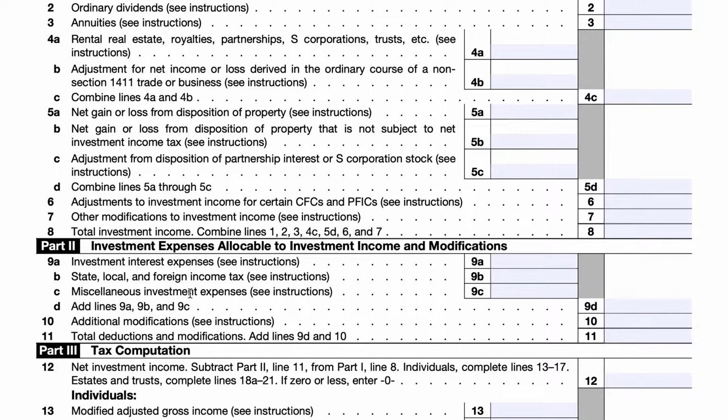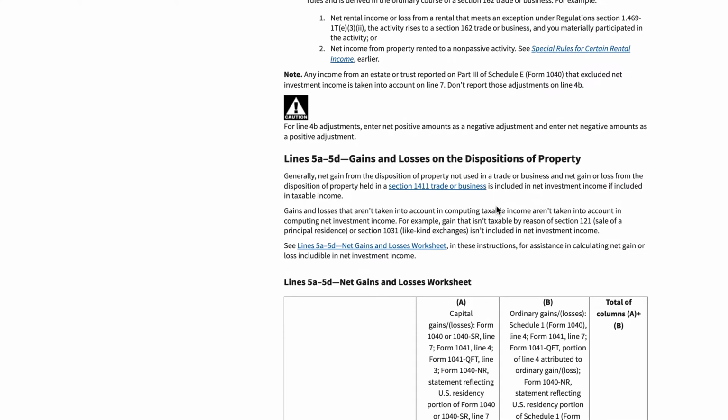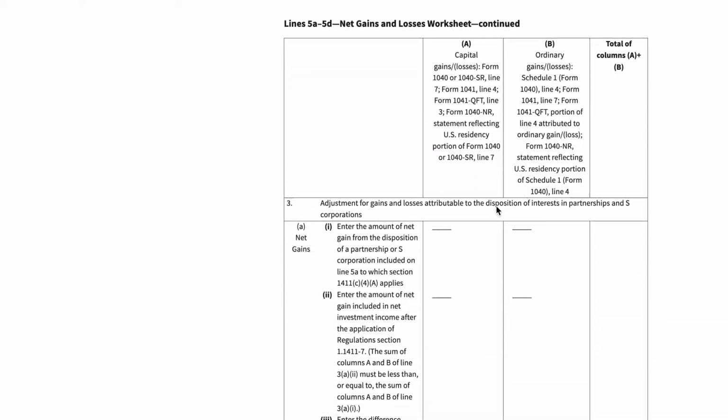Go to part 2, investment expenses that are allocable to investment income and modifications. So in lines 9A, B, and C, you'll enter investment interest expenses, state, local, and foreign income tax, and then any miscellaneous investment expenses. You'll combine them in line 9D. There are additional modifications that you might be able to use to adjust this, and then you'll combine all of those under line 11.